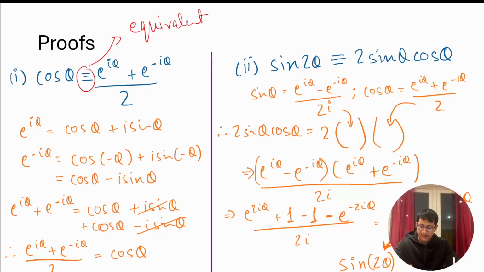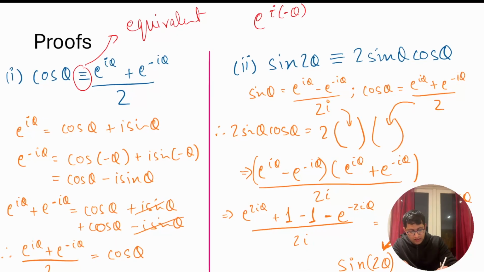e to the I theta plus e to the minus I theta over 2. How does that work? Well, we can use Euler's identity, which is e to the I theta equals cos theta plus I sine theta. Therefore, e to the minus I theta is just e to the I times minus theta, essentially. Instead of theta, you just put minus theta in.